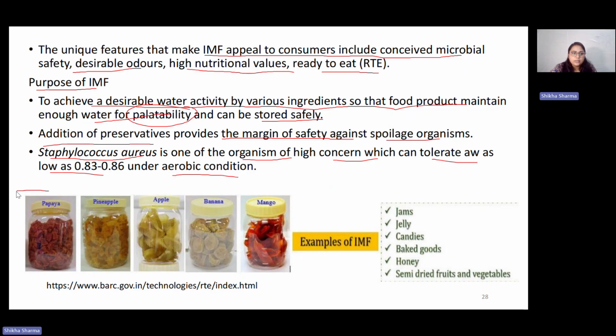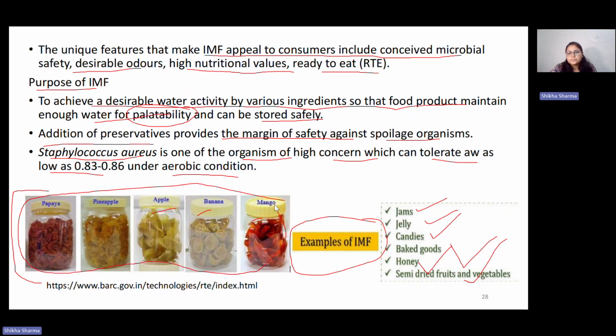These are different IMFs like papaya, pineapple, apple, banana, and mango. Other examples of intermediate moisture foods include jams, jellies, candies, baked goods, honey, and semi-dried fruit products. So these are basically mostly semi-dried fruit products.